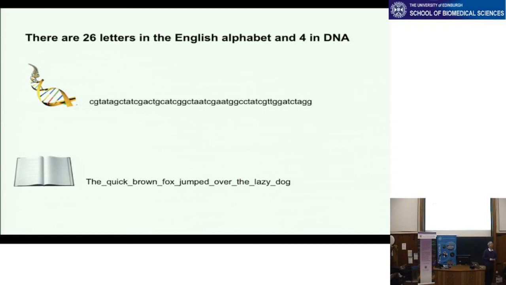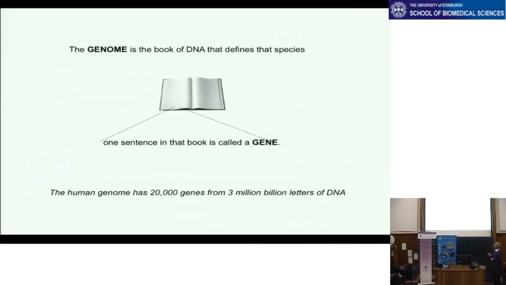Now, I know that you will know this, but there are 26 letters in the English alphabet, but only 4 letters in DNA. And here, of course, is some DNA sequence, and you can see the various letters printed here. And of course, here is some words that you can quite easily read. And I'll use the English language simply because it's an easy way to illustrate the principles of how mutations change various letters, either in DNA or in the English language. So we can think of the genome as the book of DNA that defines that species, and one sentence within that book we might think of as a gene.